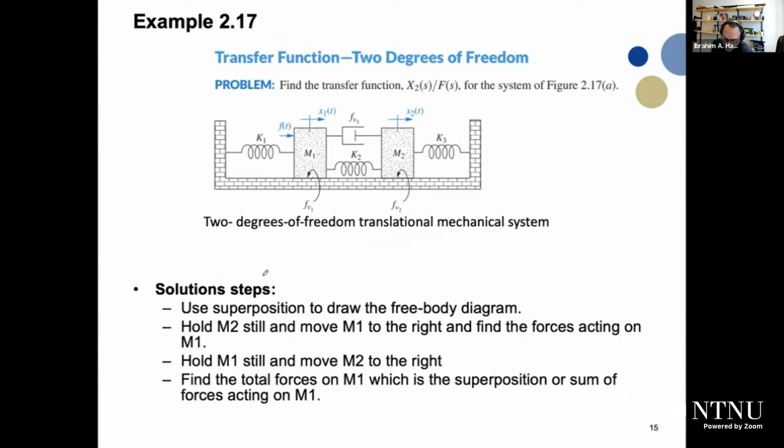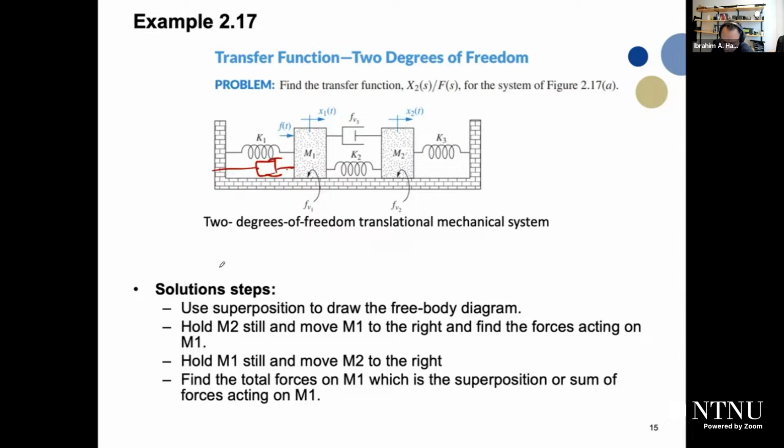So it looks complex. It's a two degrees of freedom translational mechanical system. We have here Fv1 and Fv2. It's a damper also. We have here a damper connected with M1. So we have something like this one, correct?